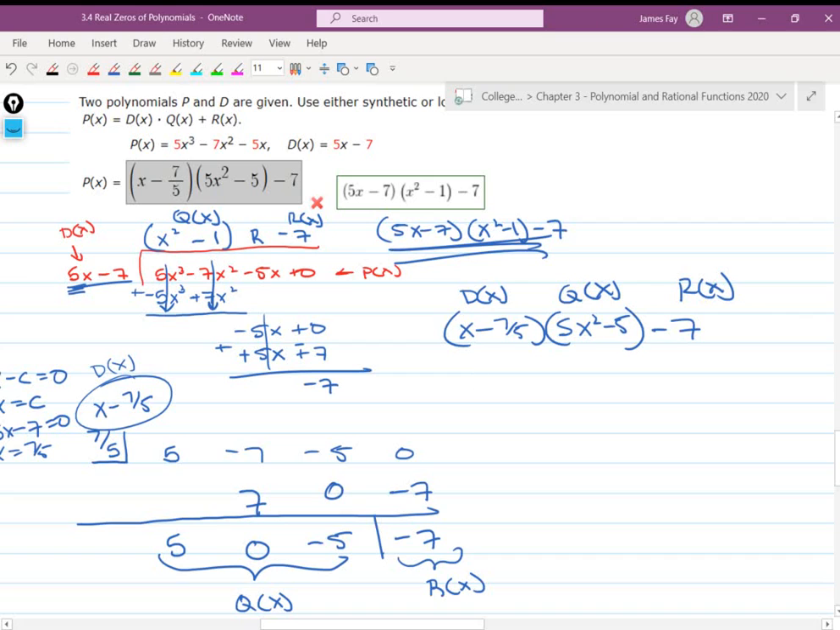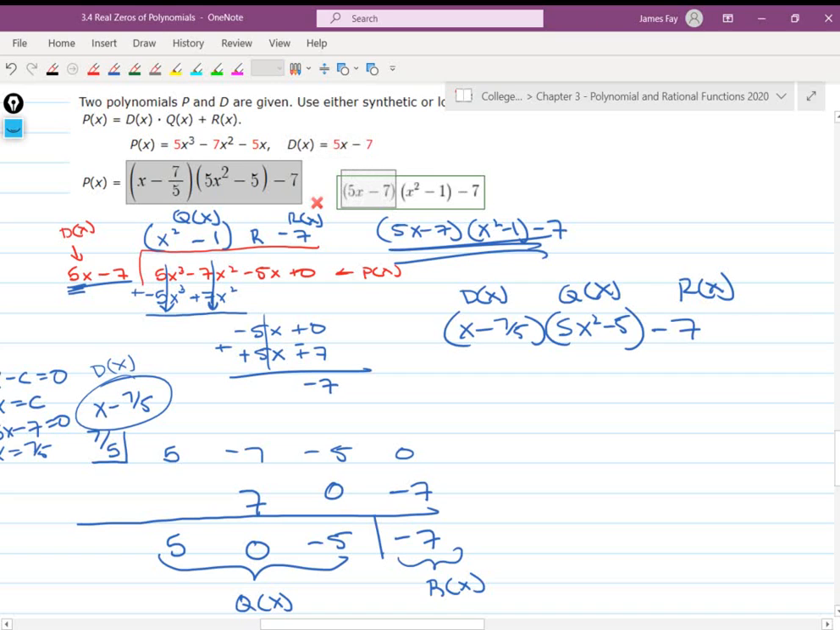You got to think about how this was programmed. They told you d of x was 5x minus 7, right? So they want you to use that d of x. Even though these are two equivalent formats, they want 5x minus 7 as being the factor.